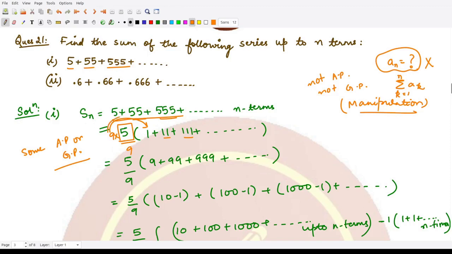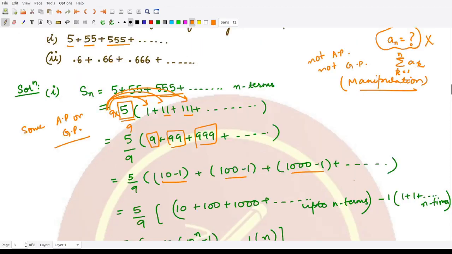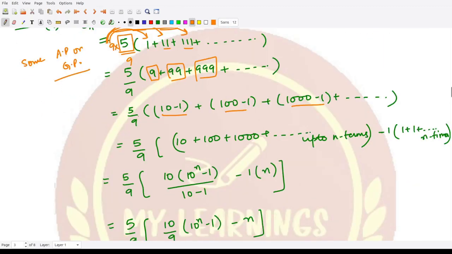We can shift this 9 inside and multiply it to each of these terms, so that we would have 9 into 1 is 9, 9 into 11 is 99, 9 into 111 is 999 and so on. Why have I done this? Because I can very easily write 9 as 10 minus 1, 99 as 100 minus 1, 999 as 1000 minus 1 and so on. So we got a particular pattern here. You can separate out the terms because there is a plus sign in between, so we can separate out the terms clearly without any doubt.